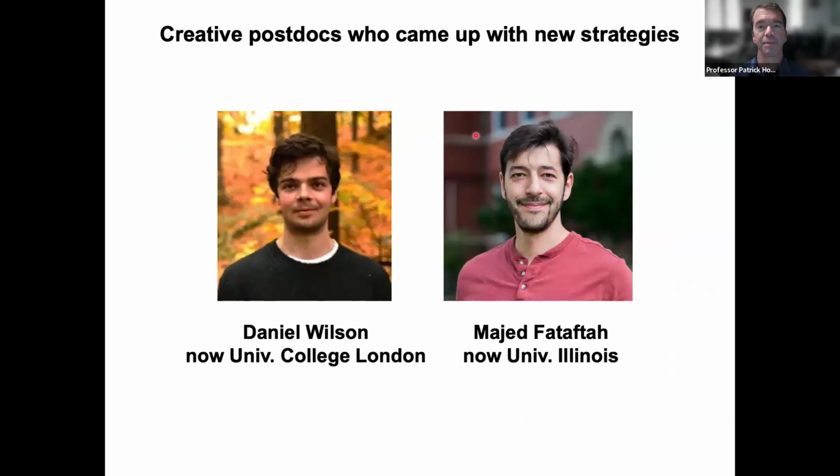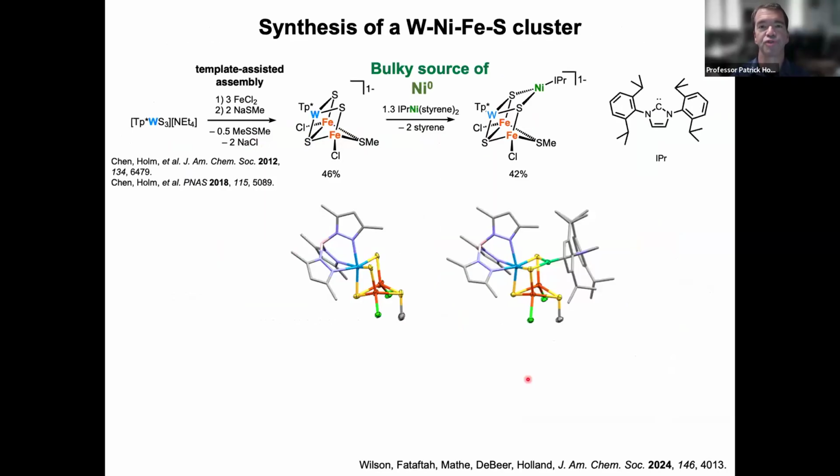And the people in my group that decided to try to reinvestigate the small molecule chemistry as it relates to this were Dan Wilson and Majid Fatafta, who were simultaneously postdocs in my group and decided to try to jump into this and see what they could find out. They came up with two different strategies that I'll go through one by one.